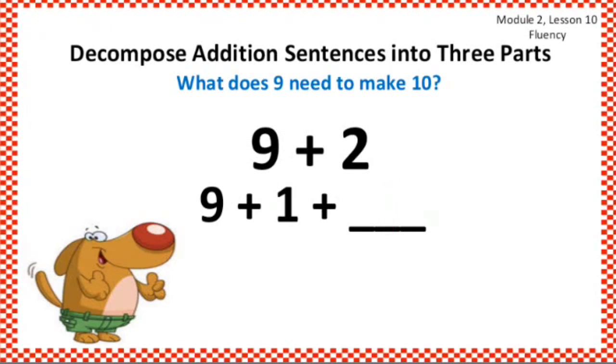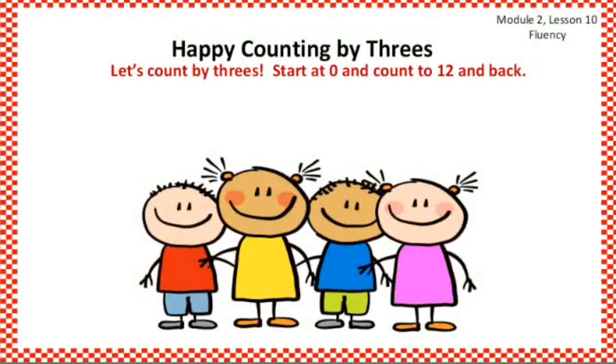Let's take one more before we move on. 9 plus 8. Yes, 9 plus 8. So if you take away 1 from 8 to add to 9, what will be left? 7. That's the 1 less. So I'll put my 7 because 1 and 7 makes 8. So now I have 9 plus 1 plus 7 as my 3-part addition sentence. Yes. Okay, so moving on to the next segment of this class.